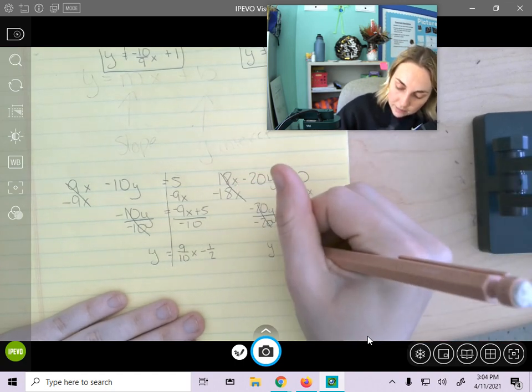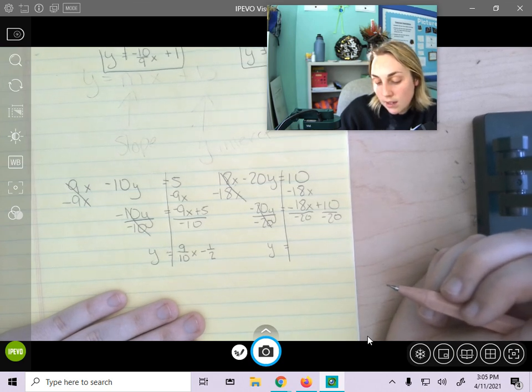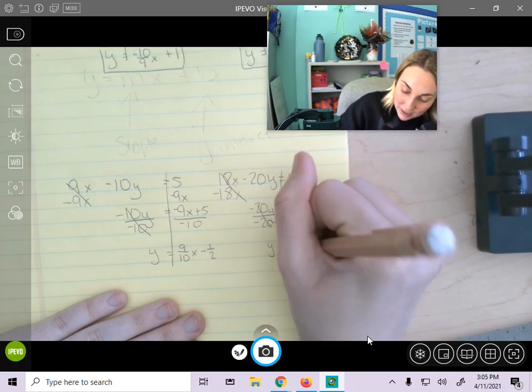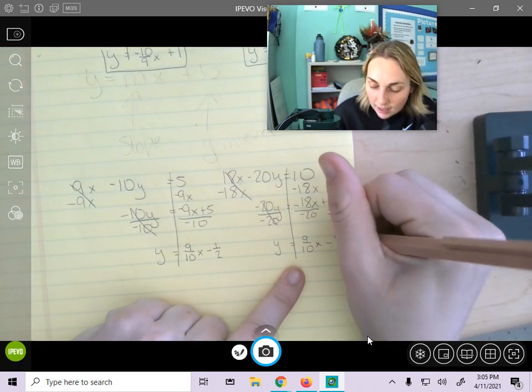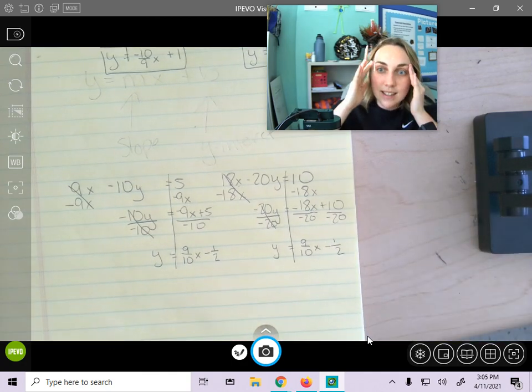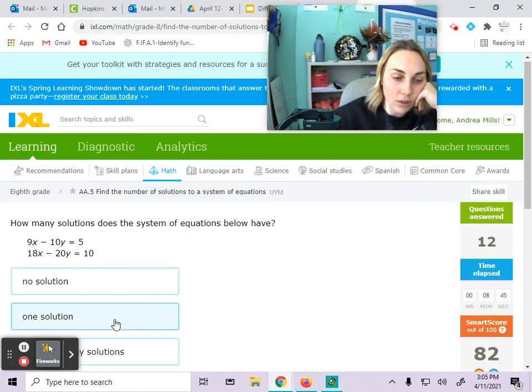These cancel out. Negative 18 over negative 20 is going to reduce to 9 over 10x. So we're going to have the same slope. And then 10 divided by negative 20 is going to give me negative 1/2. Again, this is an example of two equations that are the exact same, so it's going to have infinitely many solutions.